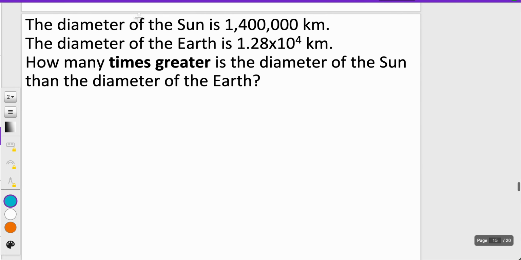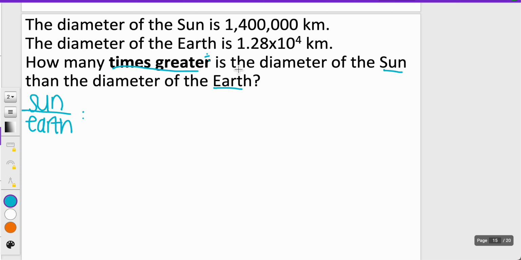Our first one is this. The diameter of the sun is 1,400,000 kilometers. The diameter of the earth is 1.28 times 10 to the 4th kilometers. How many times greater, which means we're probably going to need to divide, is the diameter of the sun compared to the diameter of the earth? So that means we're going to have to take the sun's diameter and divide it by the earth. So let's start with that.